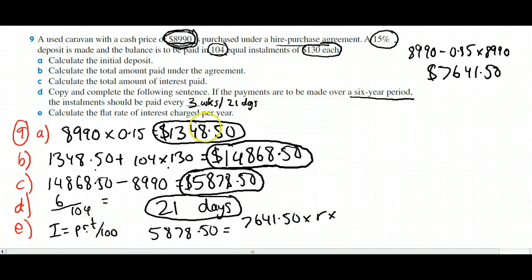R is what we're trying to work out, so we have to leave that as it is, and T is the amount of time taken, and it was paid back over a 6-year period. So time is 6 years and it's all over 100.